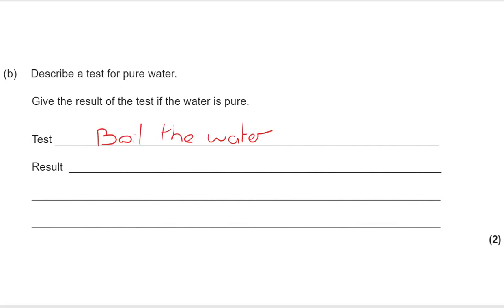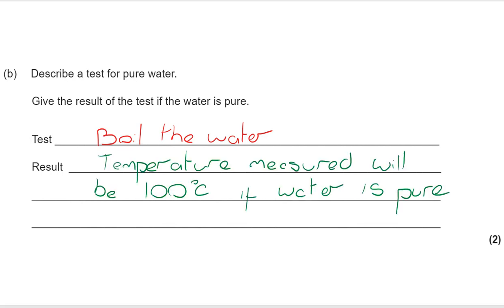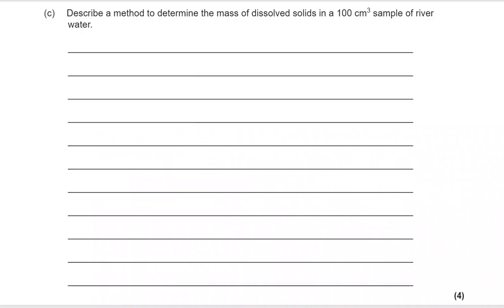We know the boiling point of pure water is 100 degrees Celsius. We know that if we add impurities, it will change that. So we boil it and we measure the temperature at which it is boiling. If it's 100 degrees C, it tells us the water is pure.